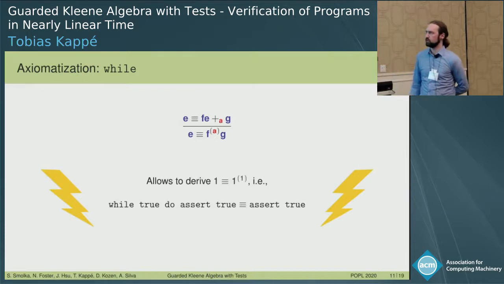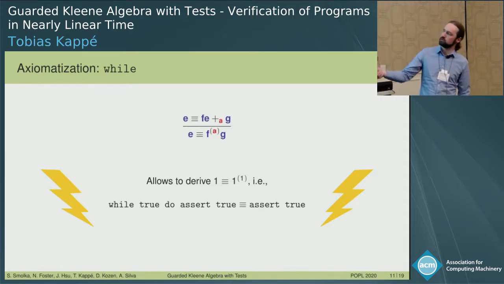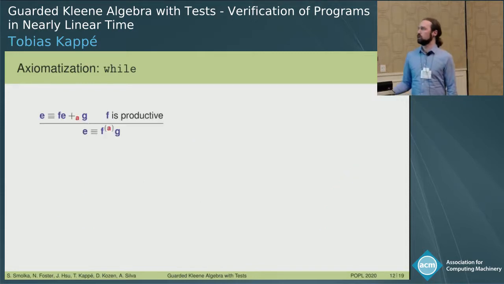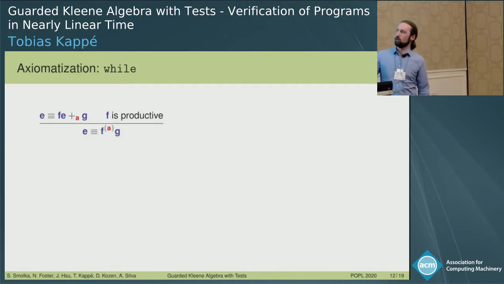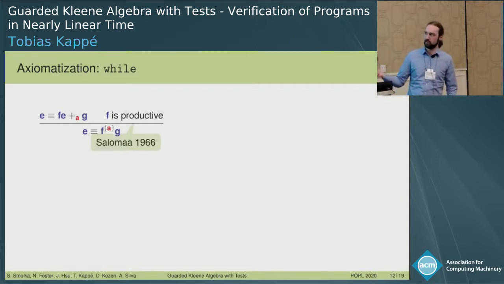There's one problem with this, and that is that it's not sound. So you can prove nonsense with it. So you need to be a bit more nuanced. So the nonsense that you can prove is that this program, which doesn't terminate, is equivalent to this program, which does terminate. And that's, of course, something that you don't want. So you need to be a bit more nuanced and say that you can only do this on loops that are productive. What exactly that means I'll refer you to the paper, but this is an idea that goes back to Salomaa in the 60s.